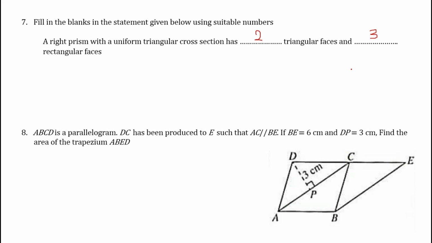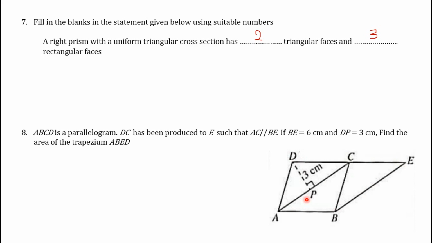Question number 8. ABCD is a parallelogram. DC has been produced to E such that AC is parallel to BE. If BE equals 6 cm and DP equals 3 cm, find the area of the trapezium ABED. You should find the area of this trapezium.